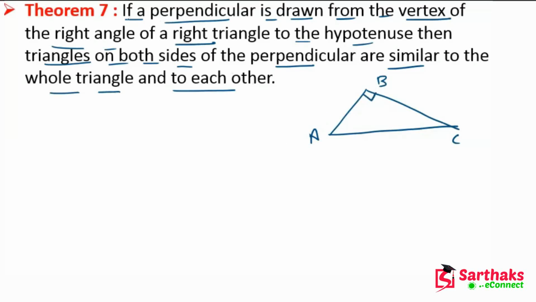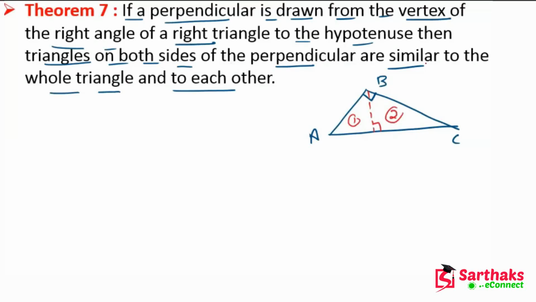Now the statement states that if a perpendicular is drawn, meaning we are drawing a perpendicular from the vertex of the right angle of a right triangle, from the vertex B, to the hypotenuse, where AC is our hypotenuse, so this is our perpendicular. Then the triangles on both sides of the perpendicular are similar. It is saying that we have two triangles, triangle 1 and triangle 2.